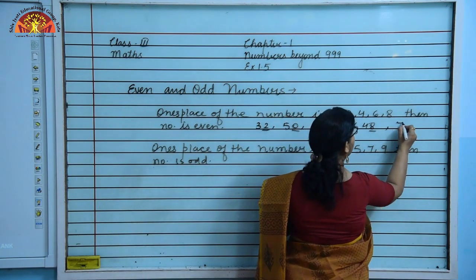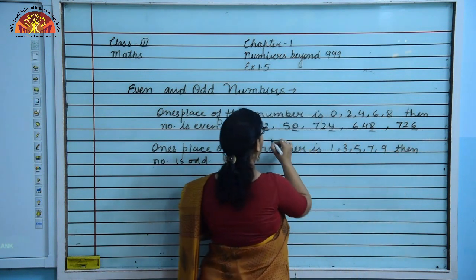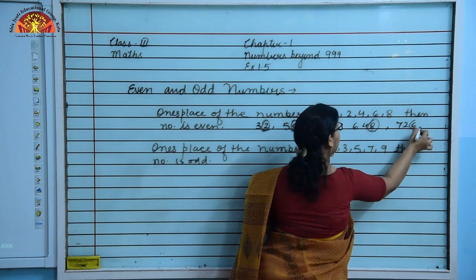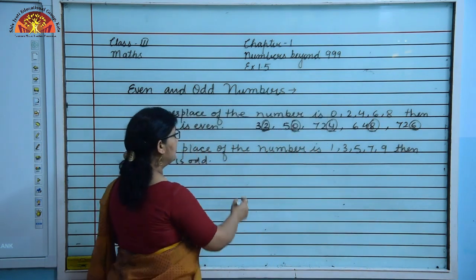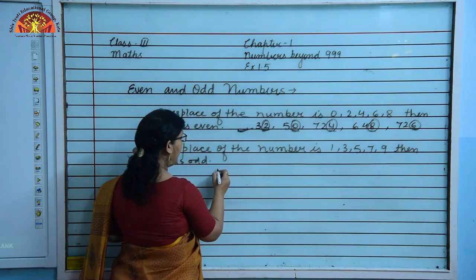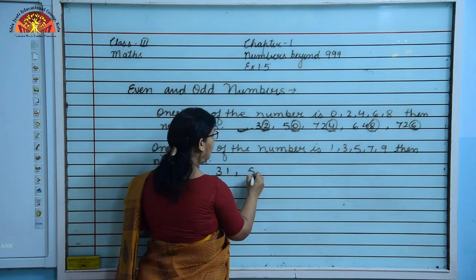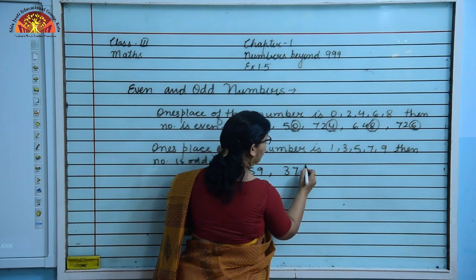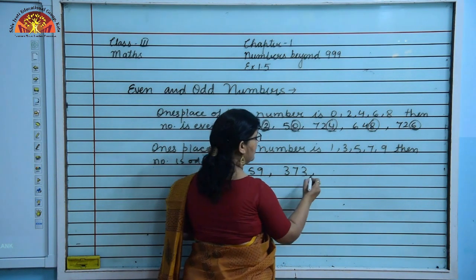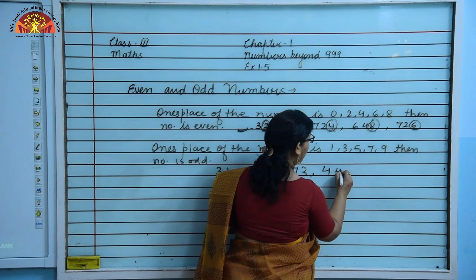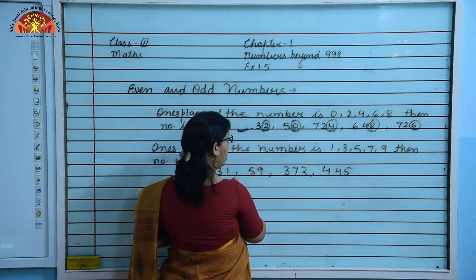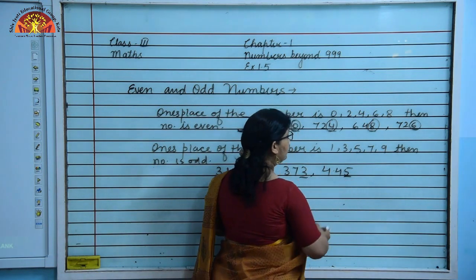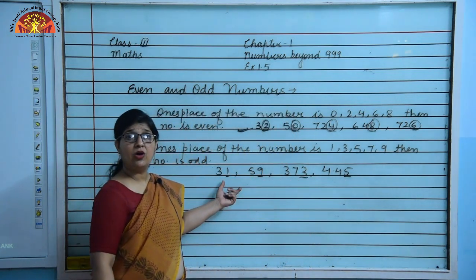सपोज वी हैव नंबर 726, यहाँ 6 है. तो इस वंस प्लेस को ऑब्जर्व करके हम फाइंड कर सकते हैं कि नंबर्स आर इवन और ऑड. सपोज दीज नंबर्स आर इवन एंड इफ वी हैव नंबर 31, 59, 373, 445. तो ये यहाँ पर क्या है, यहाँ 1 है, 9 है, 3 है, 5 है. तो हम क्या कह सकते हैं, these numbers are odd numbers.